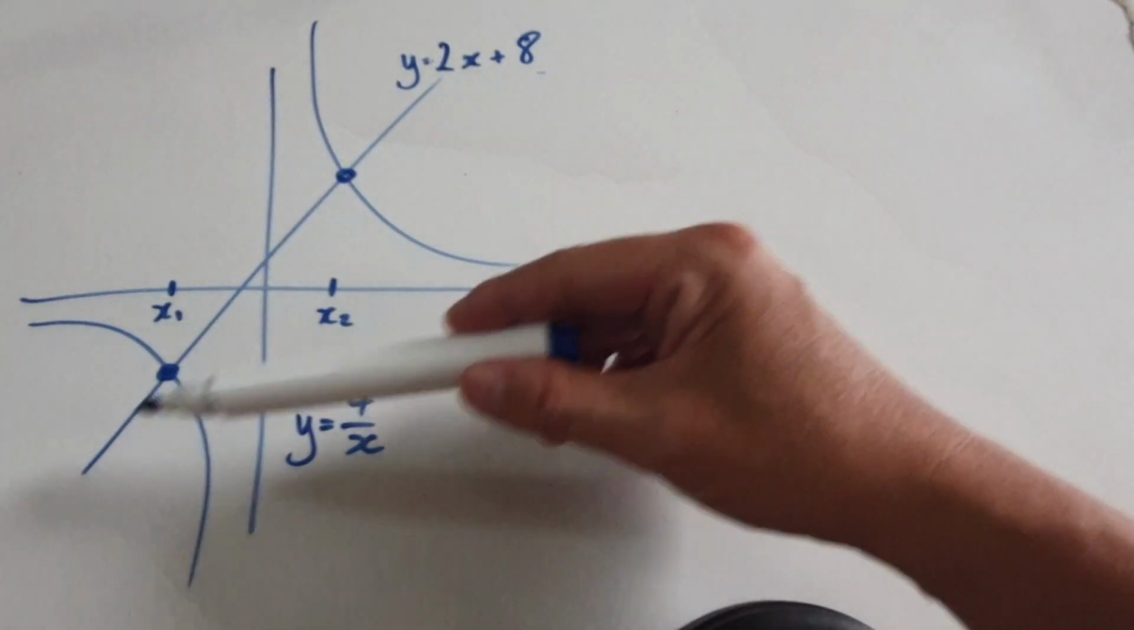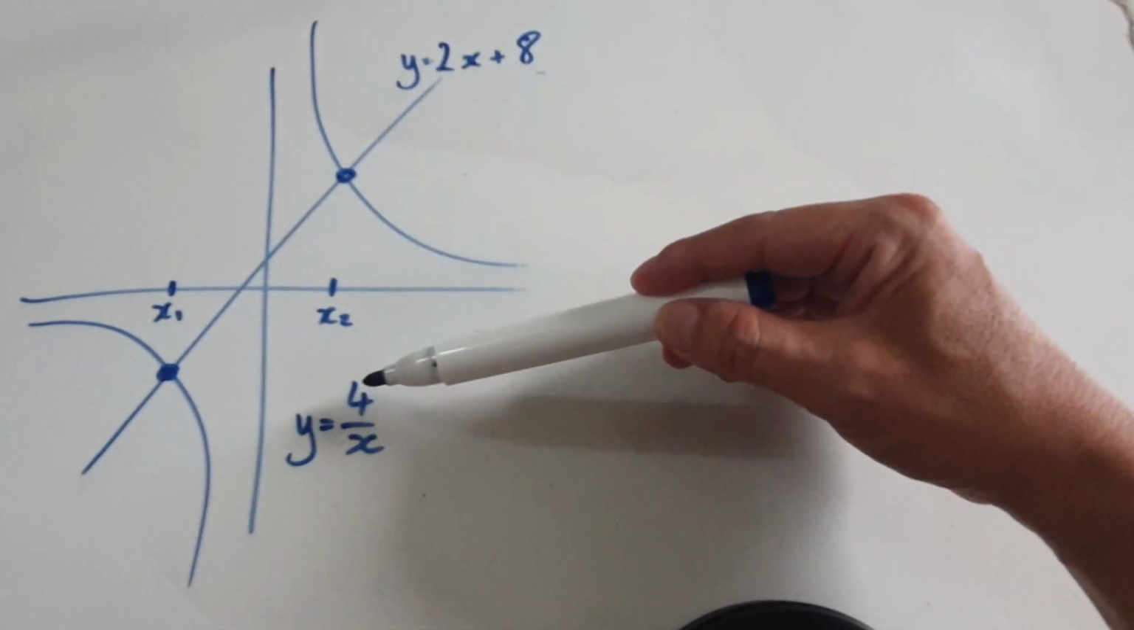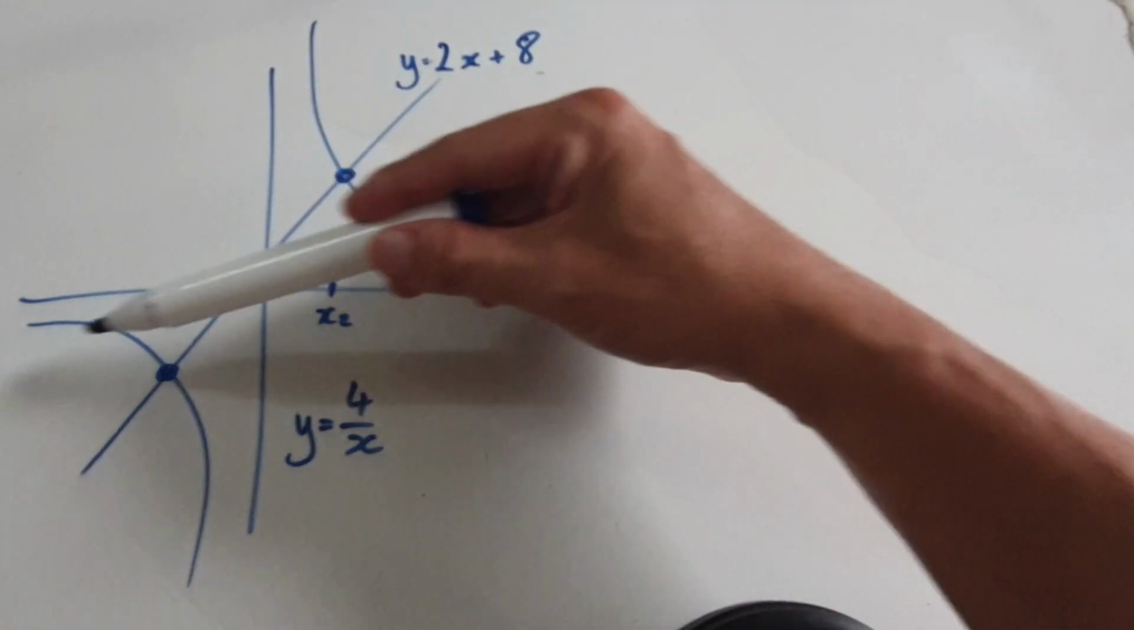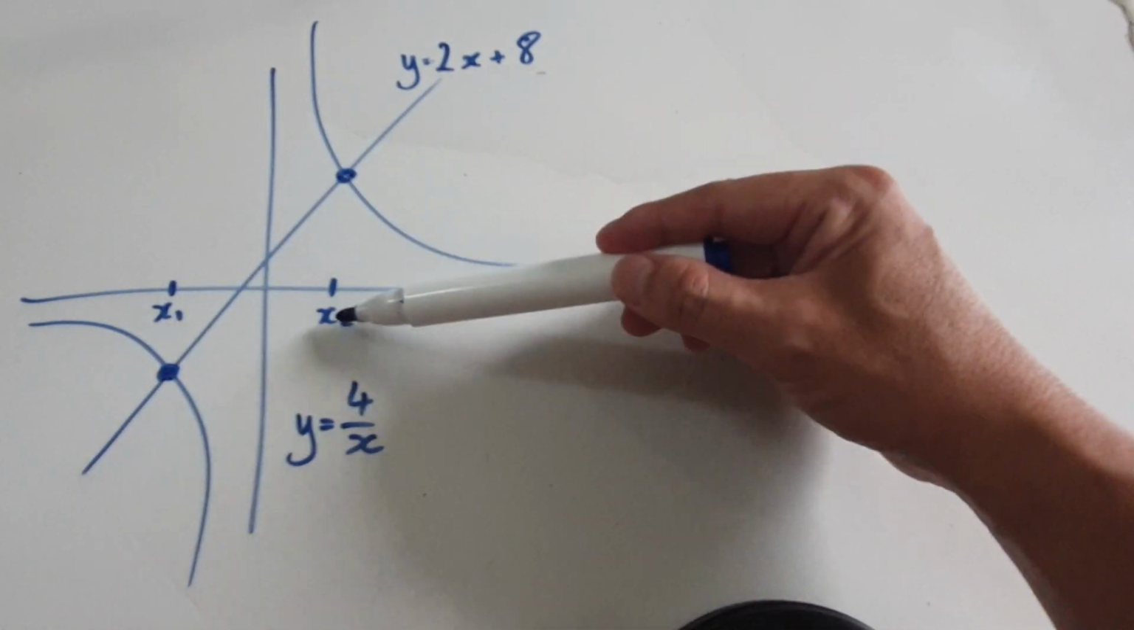Okay, let's give you a quadratic equation problem. So here you've got a straight line, y equals 2x plus 8. 4 over x looks like this. Our job is to find the intersection of the two. So our job is to find x1 and x2.